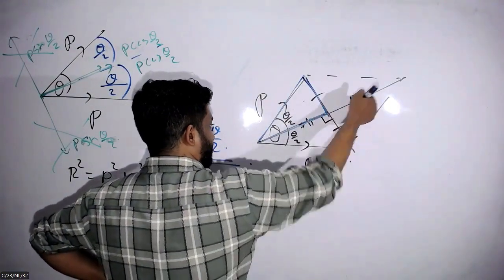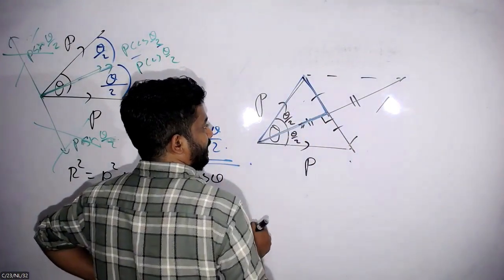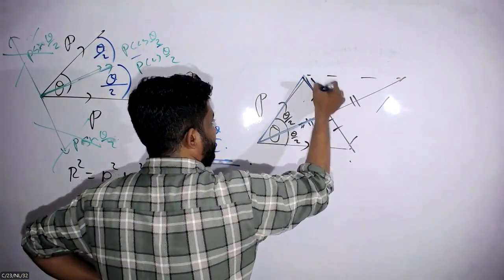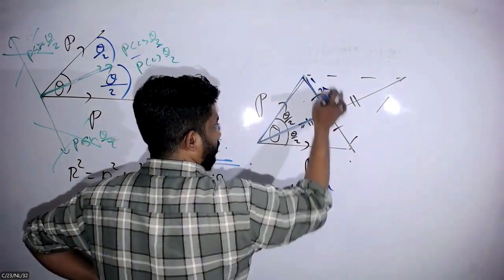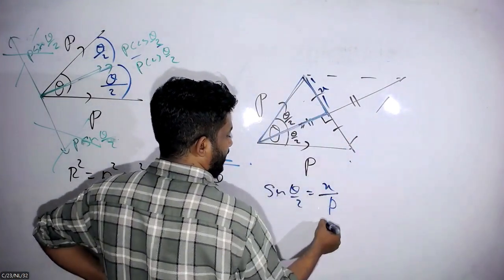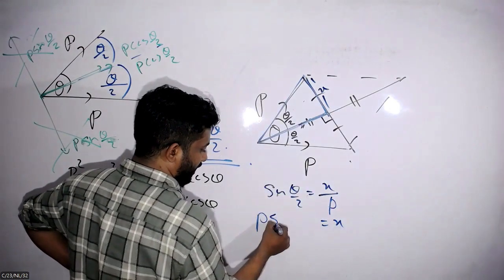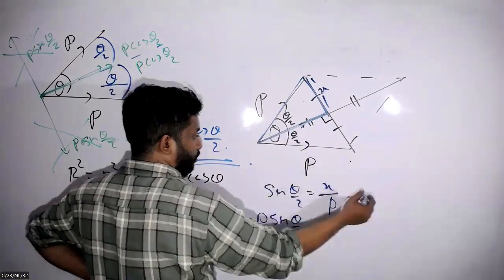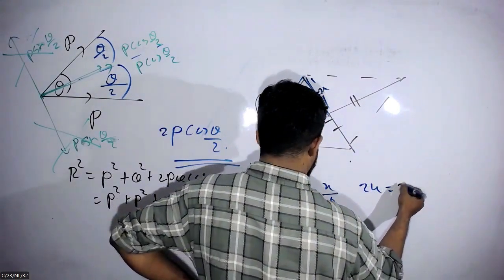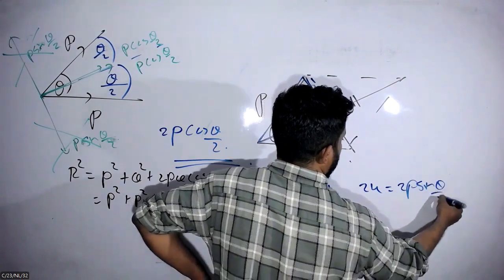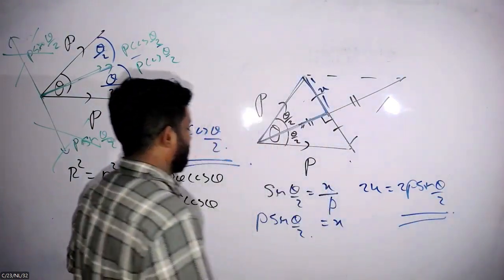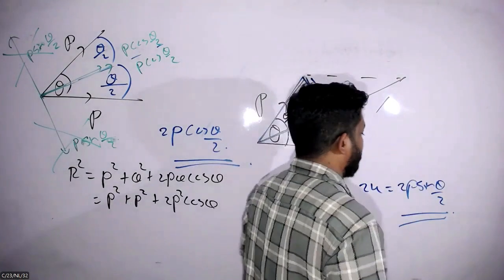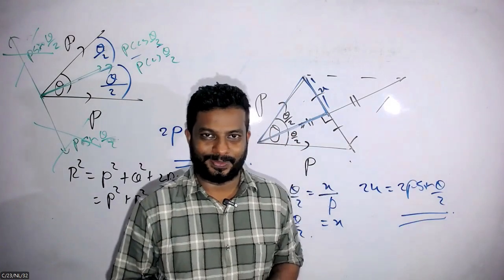I mean, the diagonals perpendicularly bisect each other. Then you can write here sine theta over 2. If this length is x, opposite over hypotenuse p, then x is equal to p times sine theta over 2. Then the length of this diagonal should be 2x. It is equal to 2p sine theta over 2. This one is the difference. The addition is equal to 2p cos theta over 2. Difference is equal to 2p sine theta over 2, right?